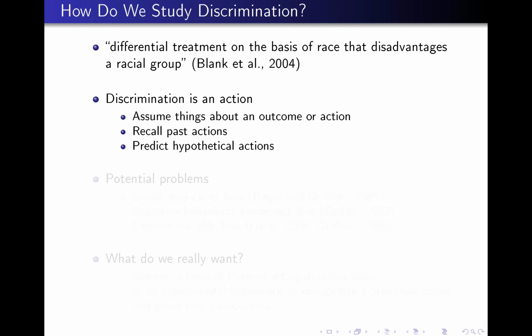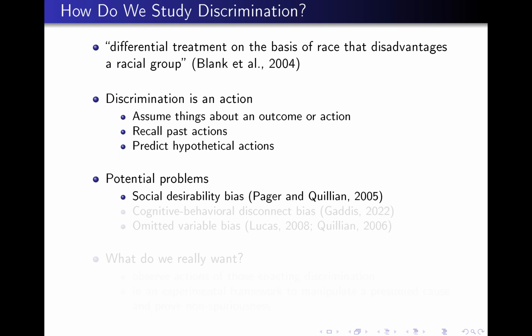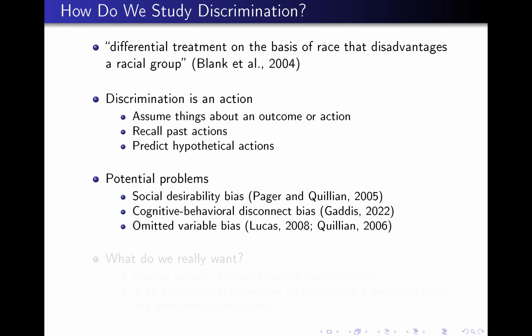There's numerous problems here, and probably the most important one that comes up is social desirability bias, which is that if we ask people to report things that have legal consequences or make them sound racist, there's essentially an incentive for them to lie to us. And so we basically just don't know from survey and interview research what the truth is in these cases.